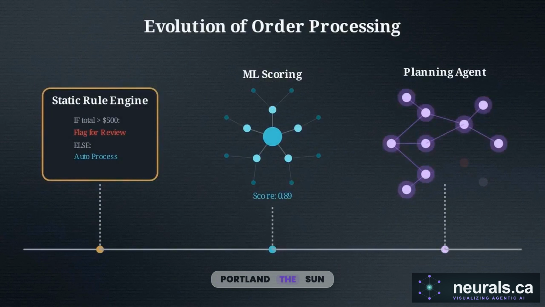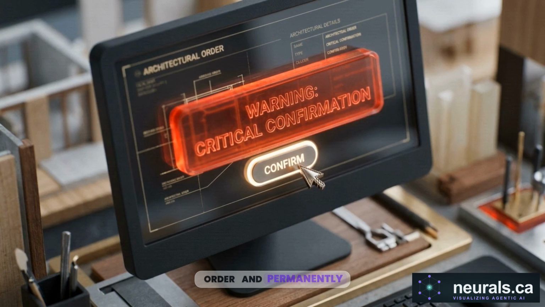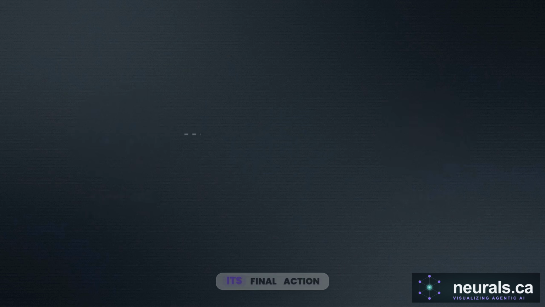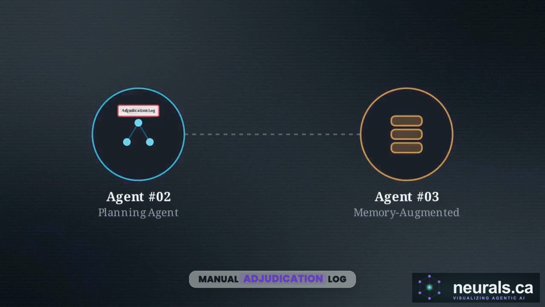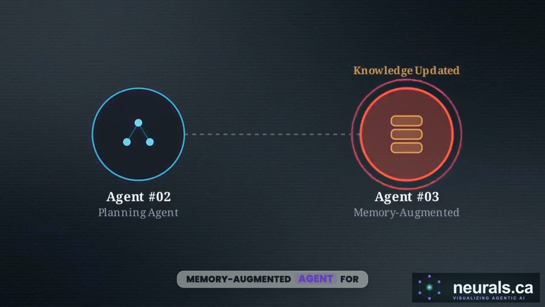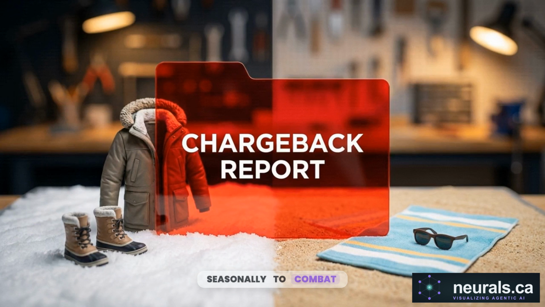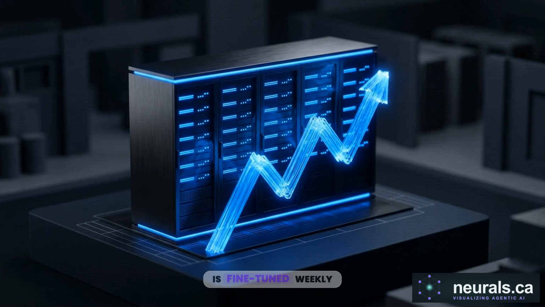Back in Portland, the sun comes up. At 8 a.m., a human reviewer opens the quarantine queue, examines the $12,000 order, and permanently flags it as fraud. The chargeback is avoided. The planning agent performs its final action. It takes that manual adjudication log and hands it directly to agent number 3, the memory-augmented agent, for persistent cross-project learning. Fraud vectors change seasonally. To combat this concept drift, the LLM's knowledge base is updated daily with new chargeback reports, and the risk model is fine-tuned weekly. The system gets smarter every time it fails.